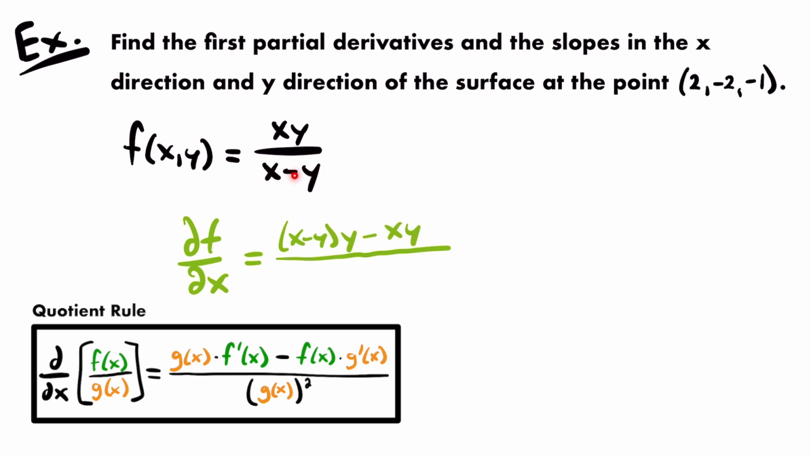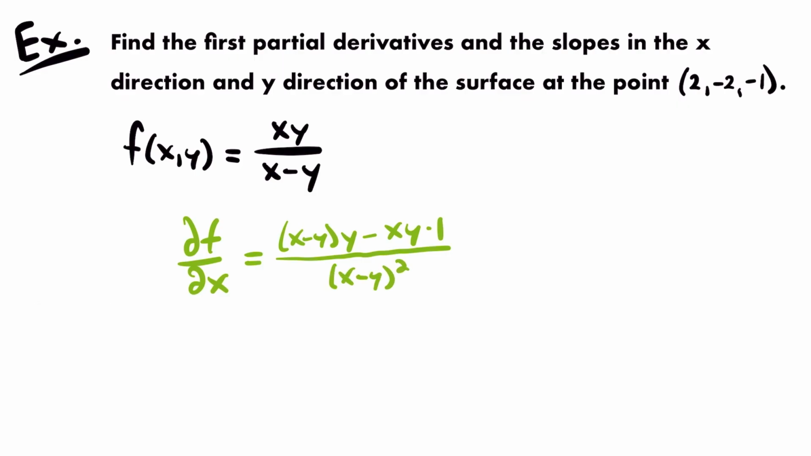In this case, we're not multiplying x and y, so you take the derivative of each term individually. The derivative of x to the first power will be its coefficient, which is 1, and the derivative of y will be 0 because we're treating y as a constant. So we're just multiplying by 1. And then the denominator will be this denominator squared. So we have (x - y)².